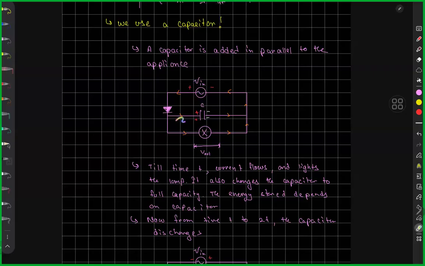Okay, so the voltage across these two points is the same. The voltage across these two points is the same. So the voltage at the lamp is the same, and the voltage applied across the capacitor is also the same. Now, for the entire half cycle that you have, what happened? The capacitor got charged up to the supplied voltage.